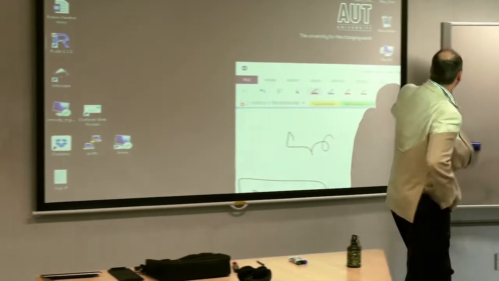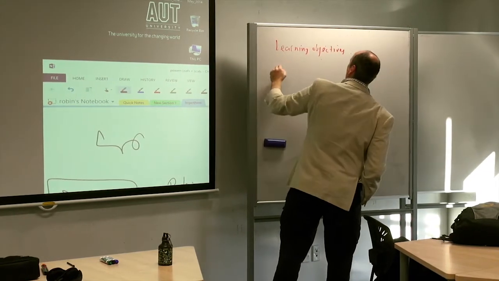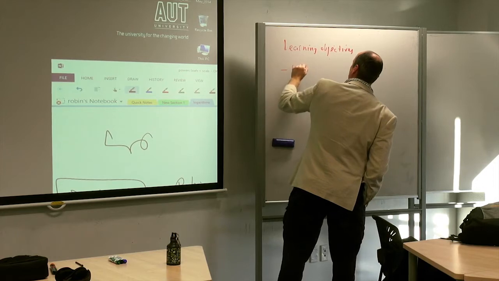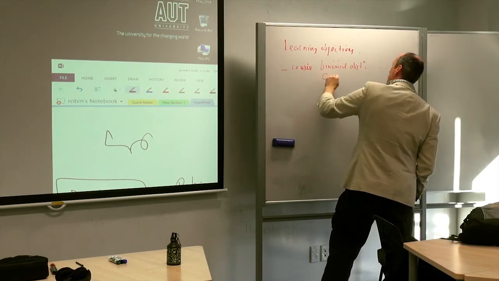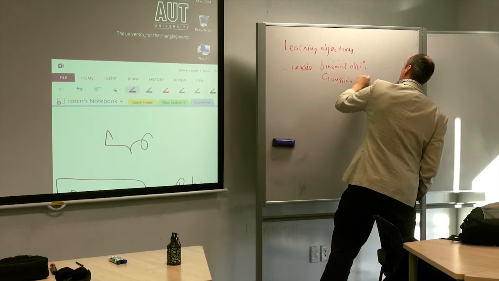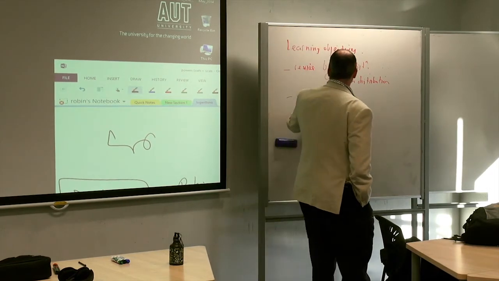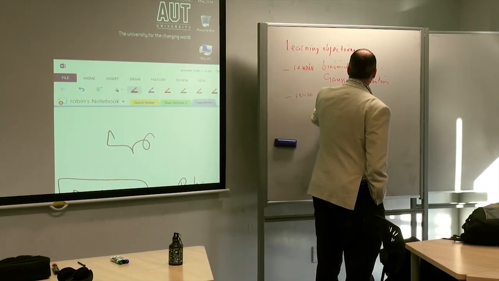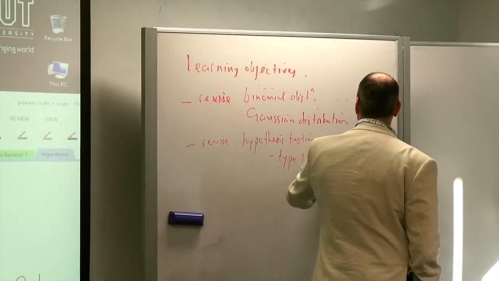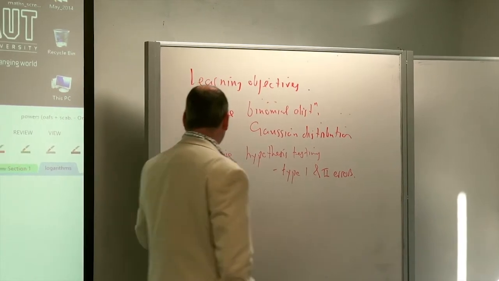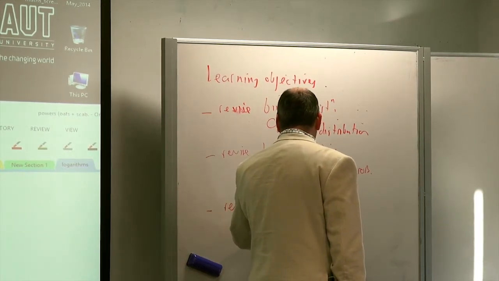So I'm just going to write my learning objectives here for today. Learning objectives. We're going to revise the binomial distribution and the Gaussian distribution. We're going to revise hypothesis testing, type 1 and type 2 errors. And I'm also going to revise the definition of p-values.